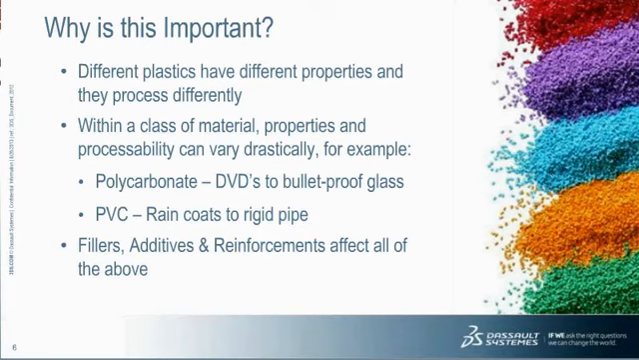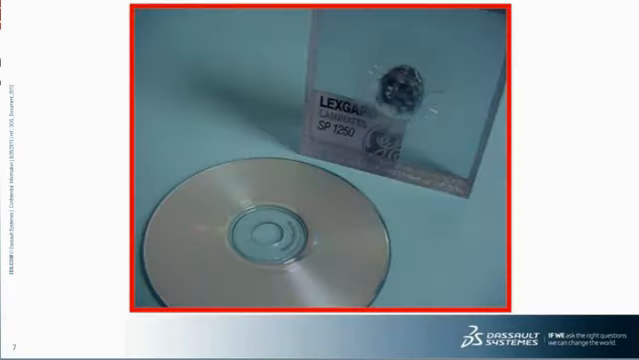You can have polycarbonate that's used to make bulletproof glass. And we talked about fillers, additives, and reinforcements. They affect all of the above, so they're going to affect the processability and the physical properties of the material. I just mentioned polycarbonate. You see on this graphic here, I've got a DVD and bulletproof glass.